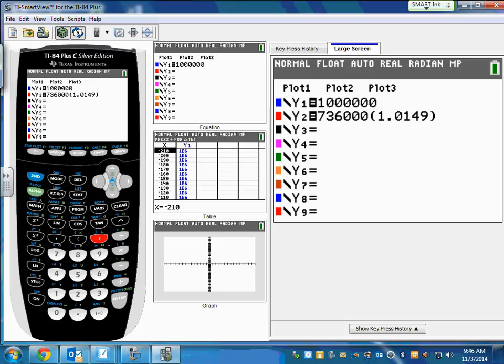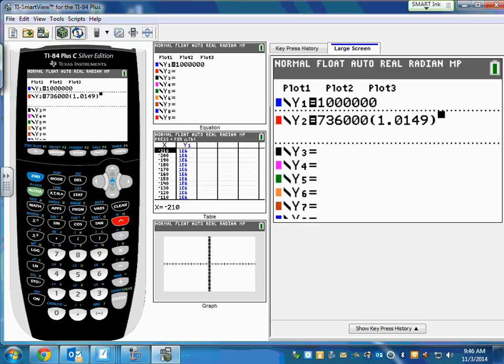0.149 to the x power, right? It's to the t power, but we're in a function, so we hit x. So we're going to hit this caret button, and then the x button is right next to alpha. X, comma, t, comma, theta, comma, n. And it should put an x up there.